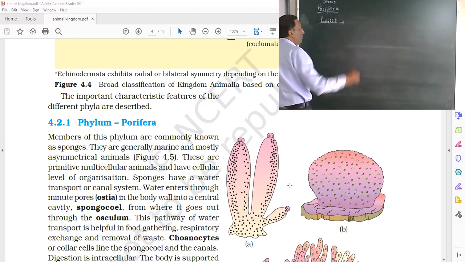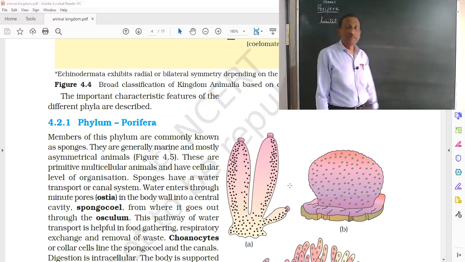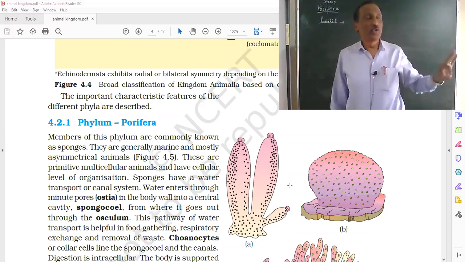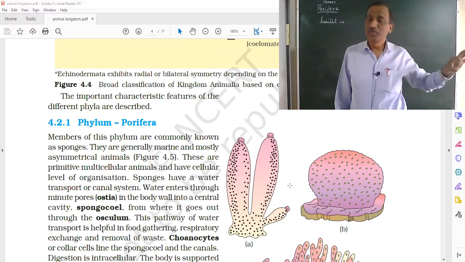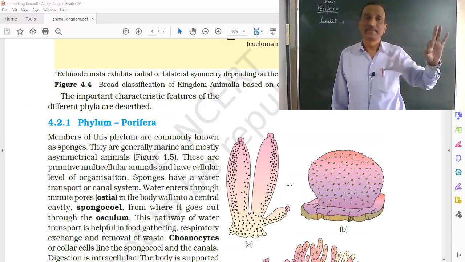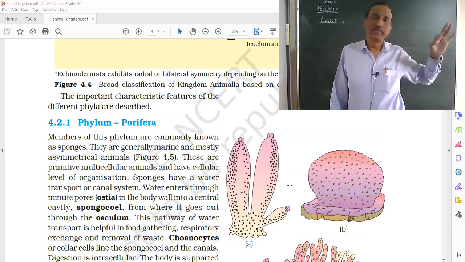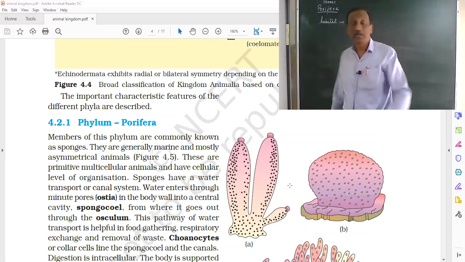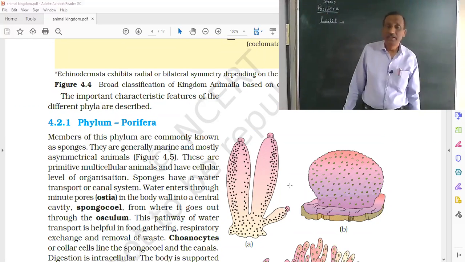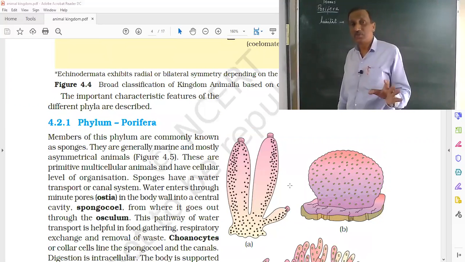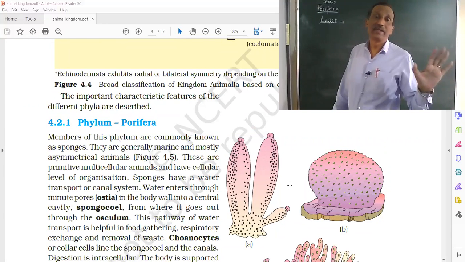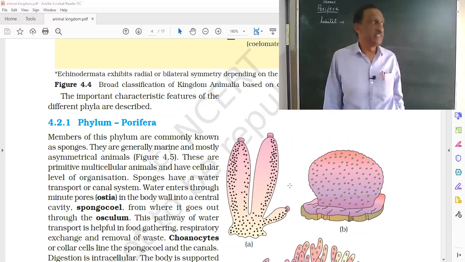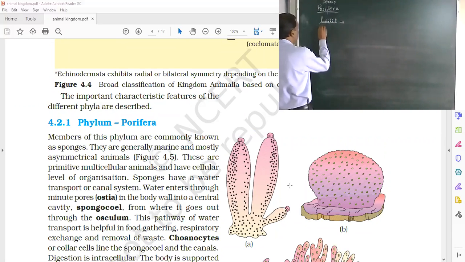Habitat. Where will you find them? All the Porifera are exclusively marine. If you want to find them, you will have to go to the sea. You will not find Porifera in a river, pond, well, ditch or water tank, or on the ground, on a table, in the bushes, under the rocks, or anywhere else. Porifera are exclusively found in the seas.